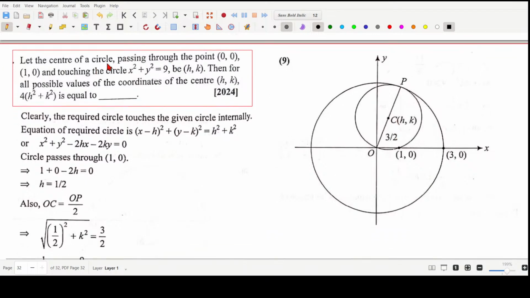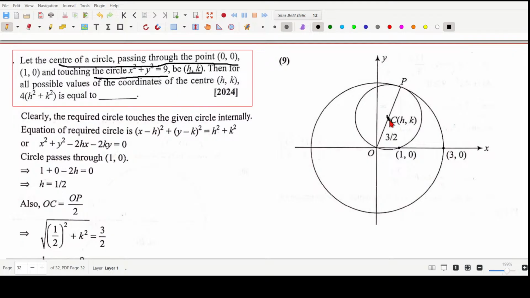So there's a circle which is passing through the points 0, 0 and 1, 0. This circle is actually touching the circle x square plus y square equals 9, which is a big circle. The smaller circle has center h comma k, and passes through the origin and this point P, 1 comma 0, right? So obviously, what does that mean?